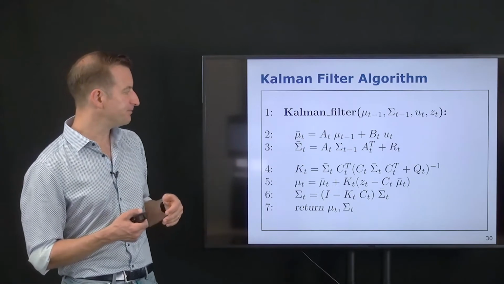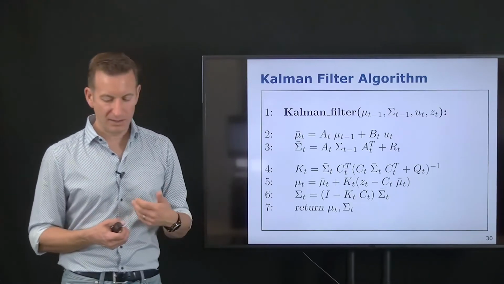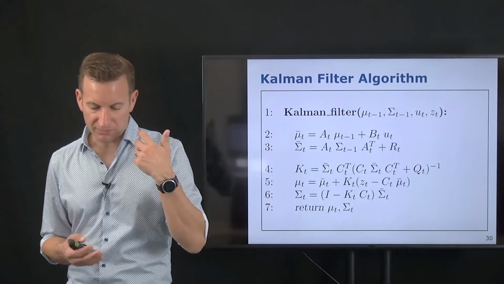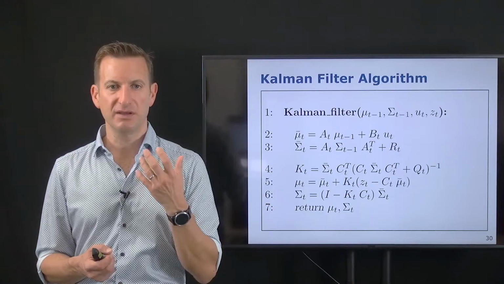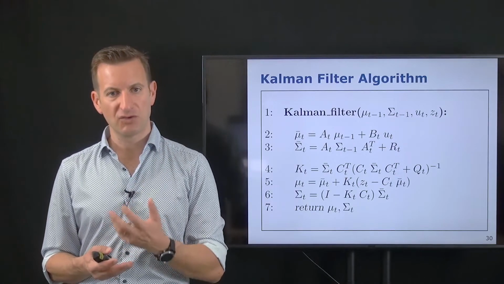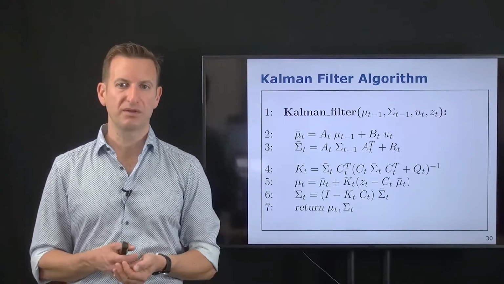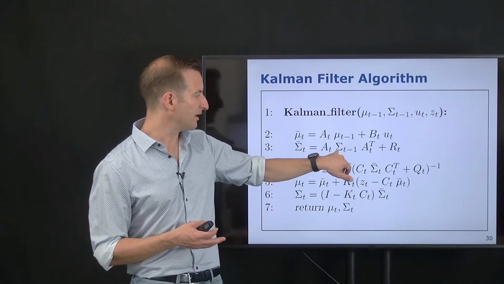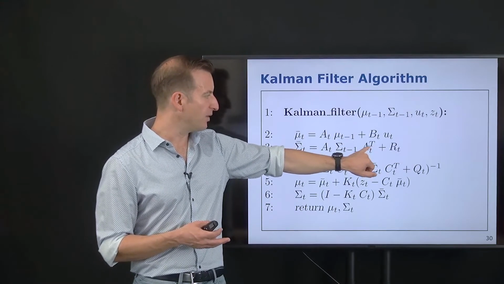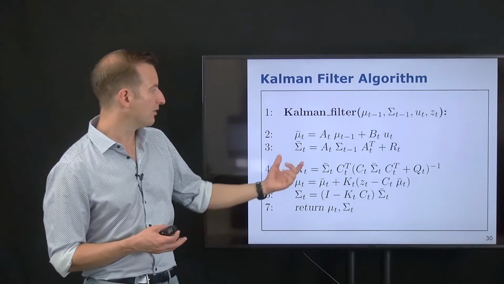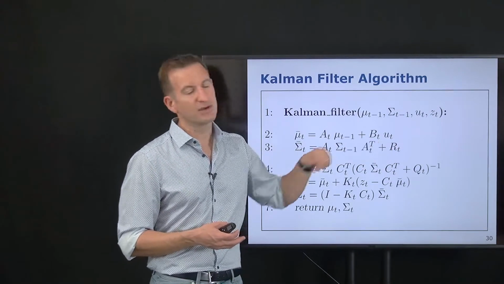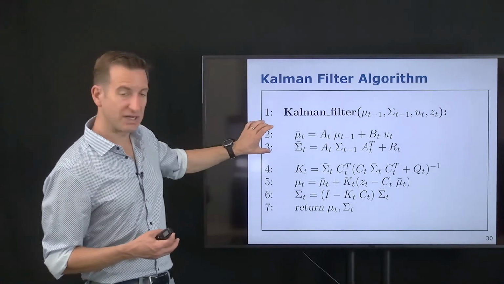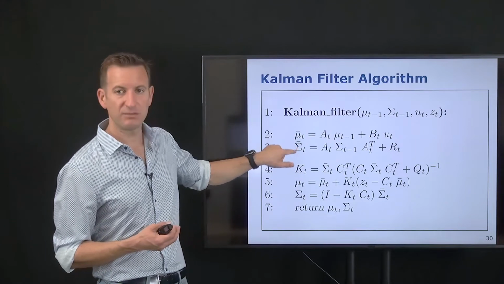And based on this, I need to specify how the uncertainty evolves. This is basically the first order error propagation: how does the uncertainty of a Gaussian distribution change if it is squeezed through a linear function. Here I have the matrix A_t multiplied with the uncertainty of the previous belief, A_t transposed, plus R_t. So this is the additional noise that the motion adds to the current state. So this is my prediction step, and at this point in time I have my predicted belief computed in that way.